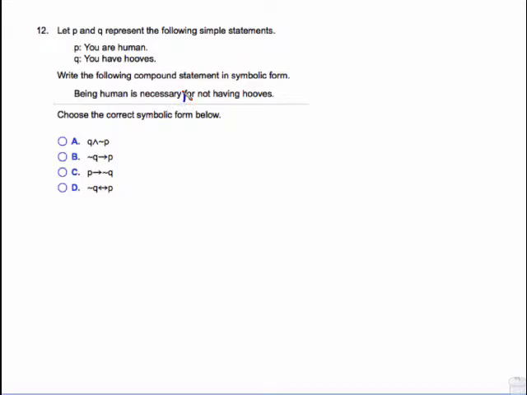Remember, is necessary is actually one of our connectives, and it's a connective with the arrow. It's the same thing as if-then. Being human is necessary. Whatever is necessary has to follow the arrow. The being human has to follow the arrow, which is P. What precedes the arrow is this over here for not having hooves. So hooves would be Q, but not having hooves is not Q. So this is, if not Q, then P.